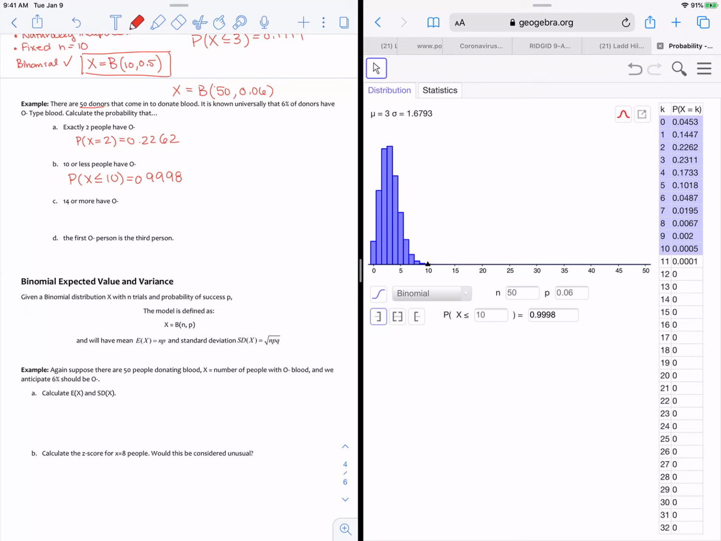All right, so 14 or more have O negative blood. Well, we should be able to look at this right away and go, okay, 14, there's a 0% chance listed on our table, and everything greater than that is also listed as a 0. So in that case, the probability that X is greater than or equal to 14 is actually going to be equal to 0, but rather than saying flat out 0, meaning no chance of this ever happening whatsoever, we want to give it a little plus sign above it. That means there's a slightly more than 0% chance.